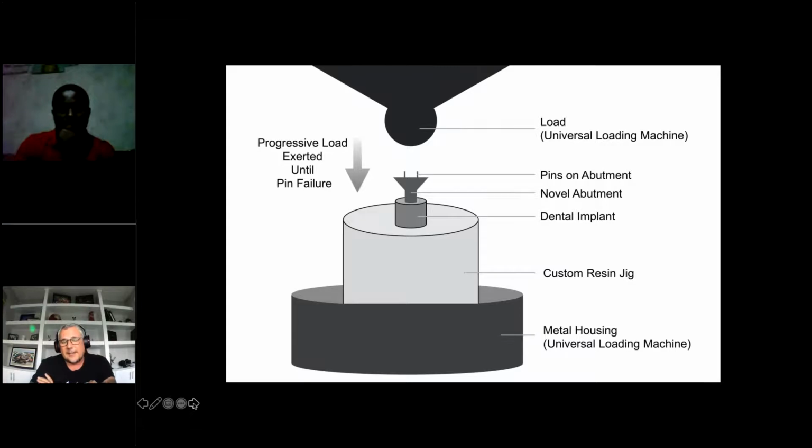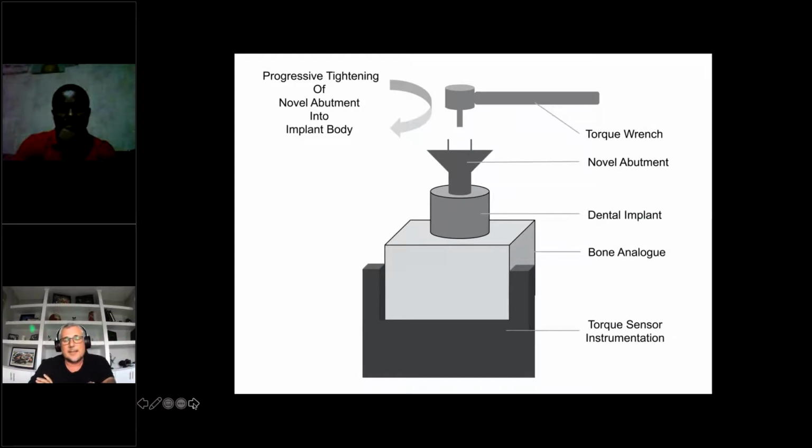For us, the strength of the pins was very important. So this was an Instron machine. This is pretty standard. The abutment was placed in the implant. The implant was placed in a custom resin jig and the metal housing. And essentially, we put a progressive load until the pins fail or break. We also wanted to check the tightening. Can we thread this into a dental implant? If anyone's worked with implants and abutments, when you have something fracture off and the screw is retained inside the dental implant, it's an unwanted outcome. So we wanted to make sure that the abutment could withstand the threading necessary.